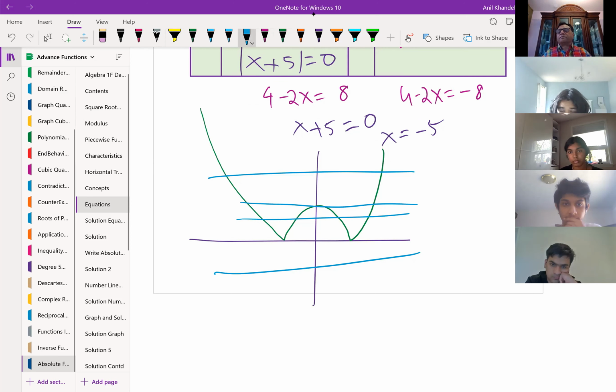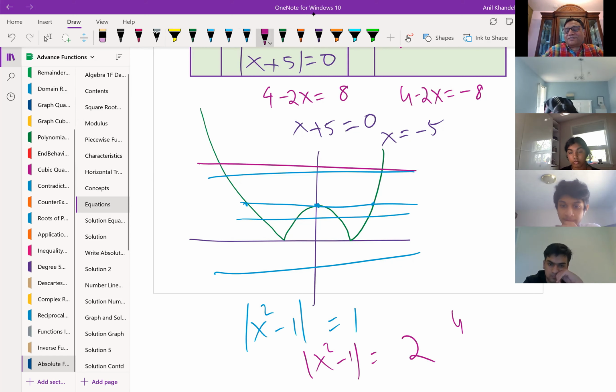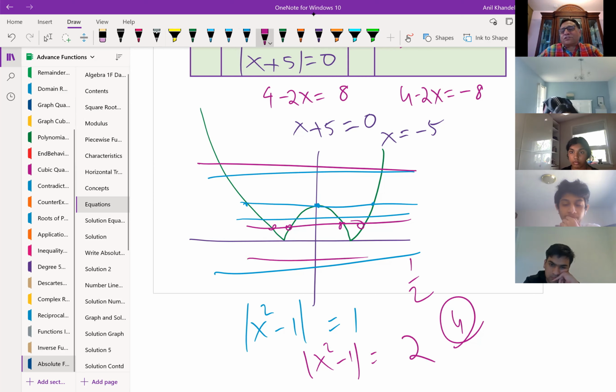Very tricky question. For example, if I say absolute value of x squared minus 1 equals 1, that means I'm looking at this particular line. Is that okay? I've got 3 answers. If I say, let me just write like this, absolute value of x squared minus 1 is equal to 2, that means I'm looking at this place. I got 4 answers. Correct? And if I say it is equal to half, then also 4 answers. If I say minus, of course, 0 answer.